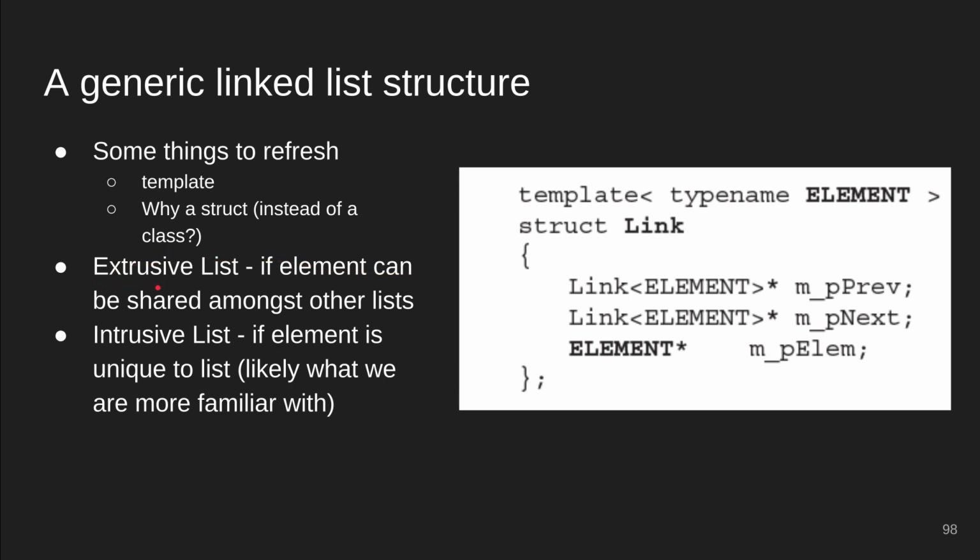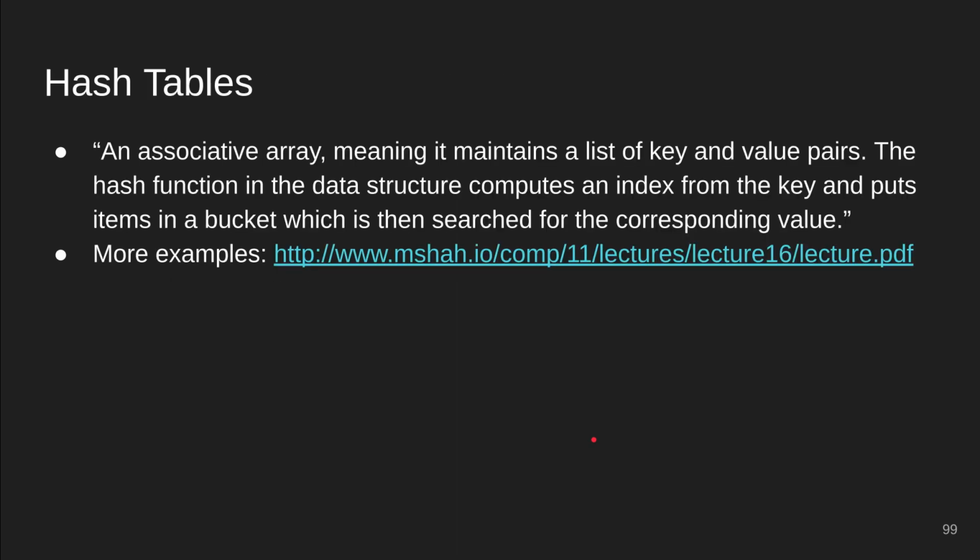There are other list data structures, like extrusive lists, where elements can be shared amongst other lists, versus intrusive lists, where elements are unique to the list. You might see these two different types. This is likely what we're more familiar with, or our intent when we're creating a list: a list that doesn't know about anything else and has its own elements with it.